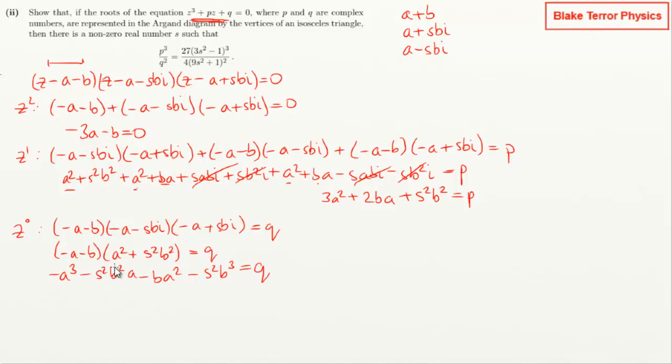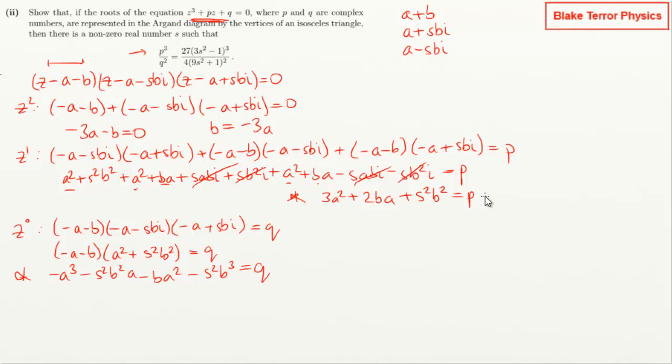Okay, so yeah, it all looks fairly ugly. So what am I trying to do? I'm trying to show this thing here, p cubed. Well, I can get rid of b's, I suppose, off of this one. If I say that b is equal to minus 3a off of there, sub into these two, this one and this one, that's going to give me what p and q are in terms of s and a, and then I can eliminate one of them. So yeah, that seems reasonable, doesn't it?